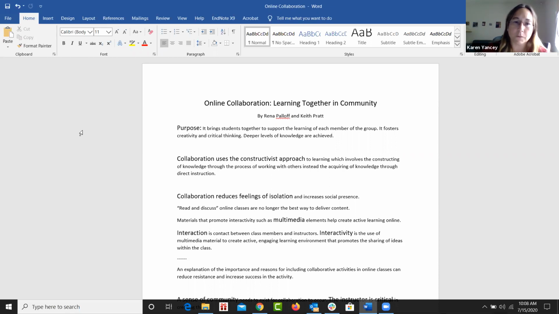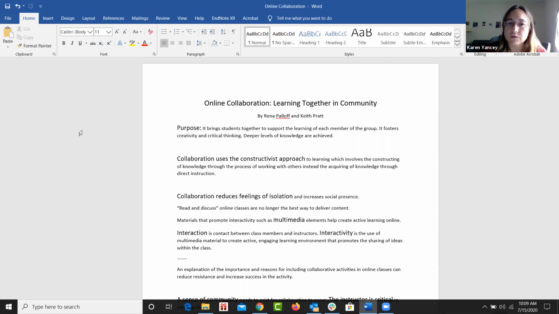Essentially what they're saying is the purpose of online collaboration, or collaborative group work activities in an online class, is to support the learning of each group member, and it fosters creativity and critical thinking skills. This gives them deeper levels of knowledge acquisition.